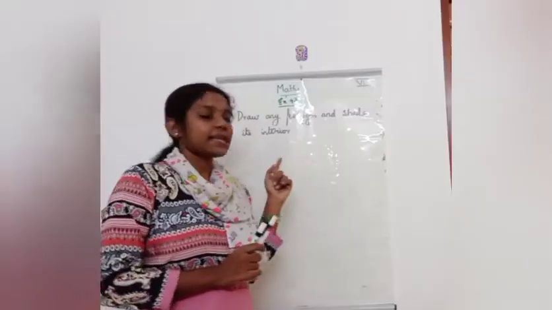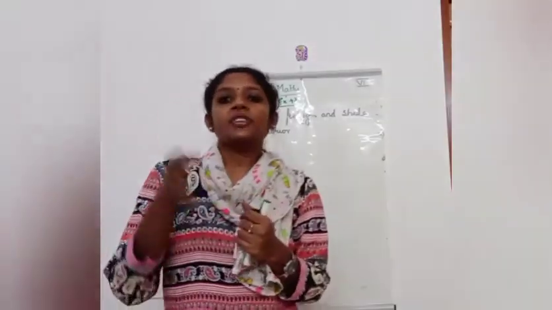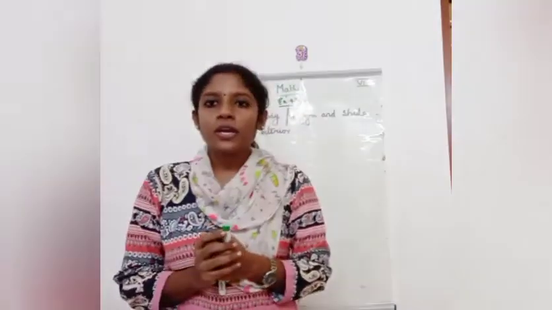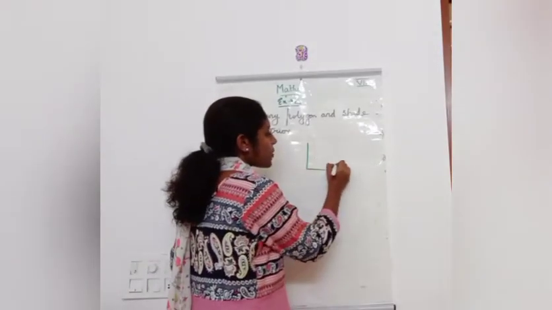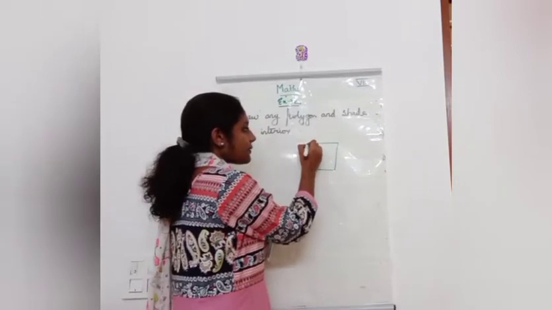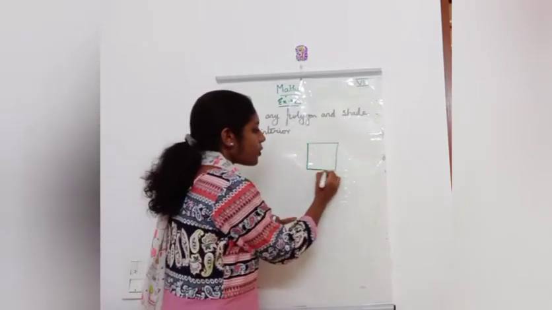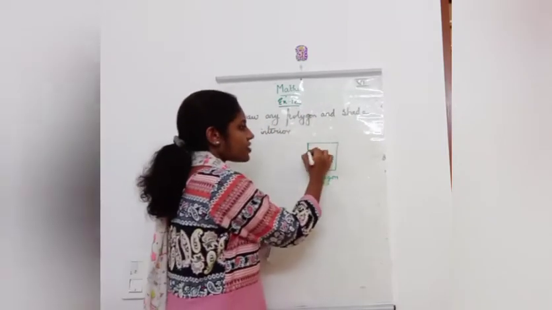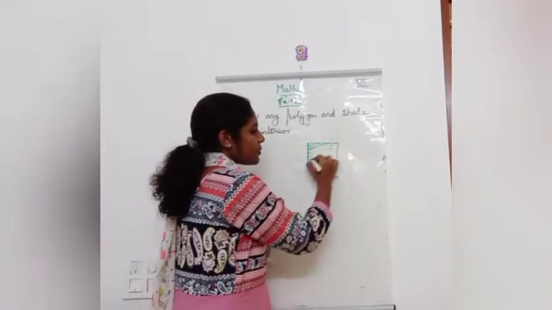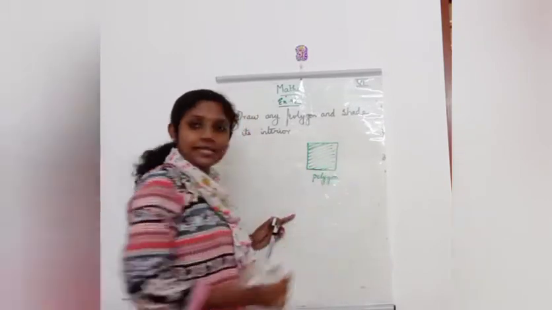Now we move to the second question: draw any polygon and shade its interior. What is a polygon? A polygon is a closed curve. The end points meet, but it should be made of line segments only. For example, if you draw a square, it is a closed curve. It starts here and ends here, and it is made up of only line segments. So this is an example of a polygon. In the square, shade the interior here. This is the interior portion of the polygon.